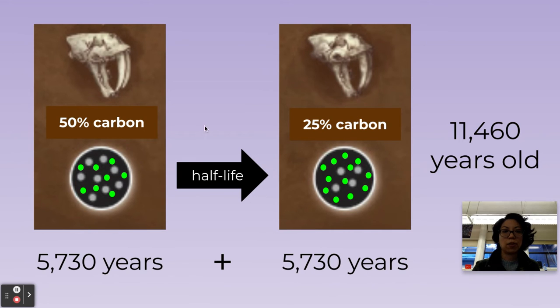All right. So what if we found a skull that was not half carbon, but only 25% carbon? Well, that means 2 half-lives have passed, because we went from 100% carbon to 50%, which is half, and then half of that is 25%. And so it's gone through 2 half-lives, and 1 half-life is this 5,000 years. So if that happened 2 times, we would know that this skull is 11,460 years old.